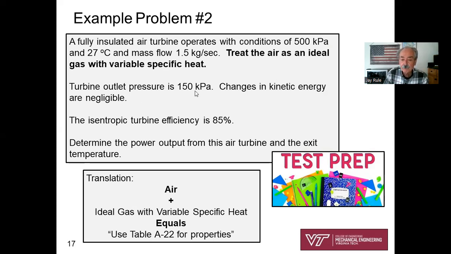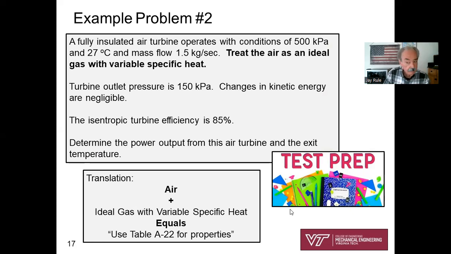The turbine outlet pressure is 150 kPa, high pressure at the inlet, lower pressure at the outlet, but above atmospheric pressure. Changes in kinetic energy, negligible. Isentropic turbine efficiency, 85%. Okay. Two things: determine the output power from the turbine and the exit temperature from the turbine.